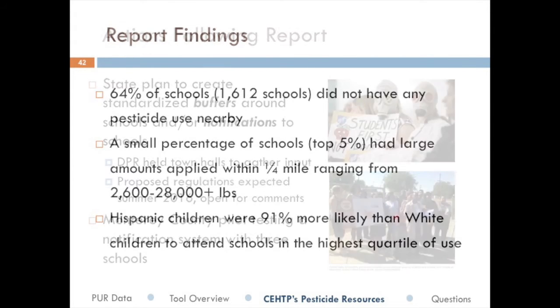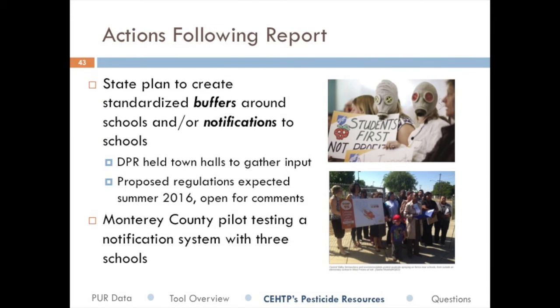Publishing this report, along with the efforts of others, brought attention to the issue of pesticides used near schools in California. A year after the report, Director of CDPR Brian Leahy wrote an op-ed announcing the department's commitment to protect children and to explore the possibility of requiring notifications before pesticides are applied and creating a buffer to restrict pesticide use near schools. CDPR held a series of town halls in the summer of 2015 and accepted comments on these potential rules. The final rules are expected to come out sometime this year.